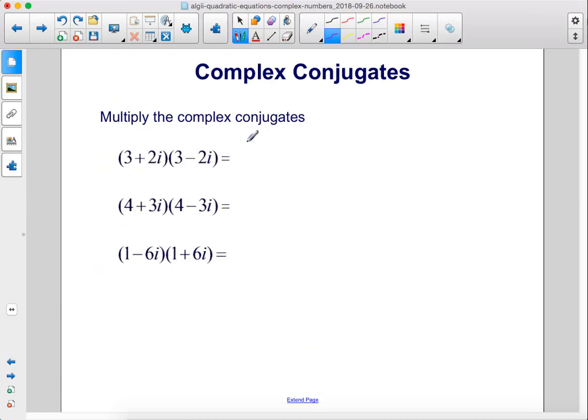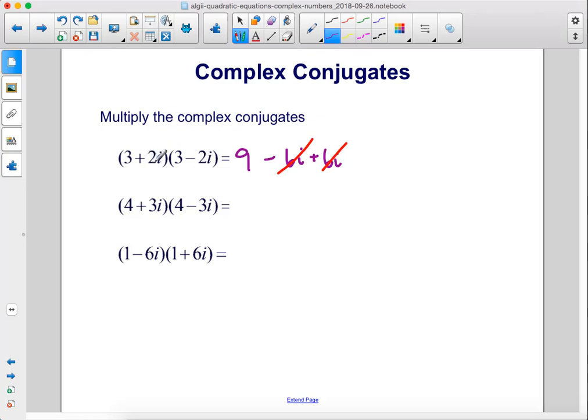Multiply the complex conjugates. Alright, so we're going to use FOIL here, but we get to skip a step, which is very nice. Actually, two steps. First, we multiply the first times the first, 9. But then we know that the next two numbers are going to cancel out. So 3 times negative 2i is negative 6i. 2i times 3 is positive 6i. So we see right there, these two cancel. So we can skip these in the future.